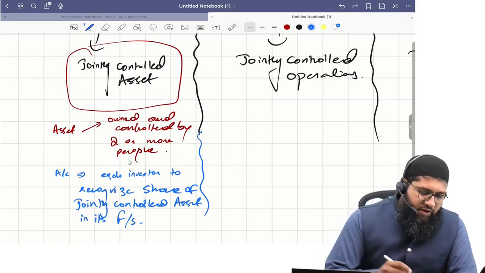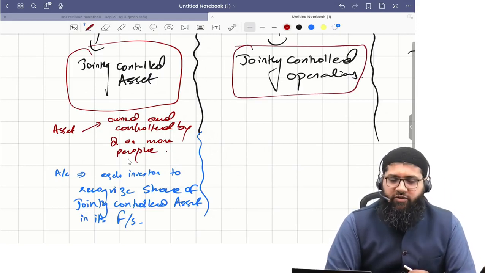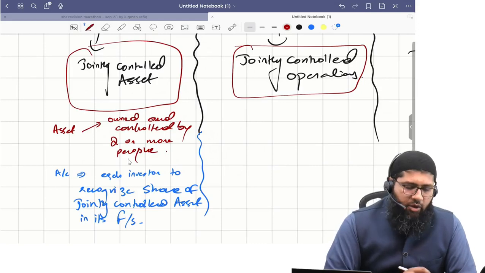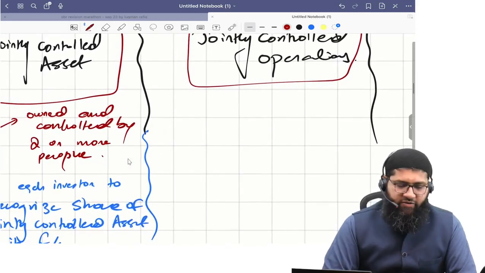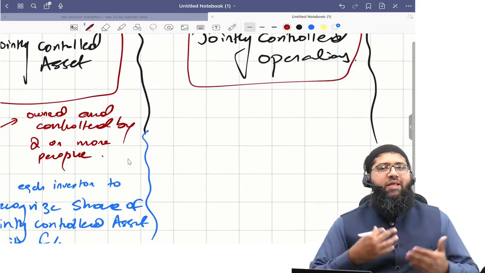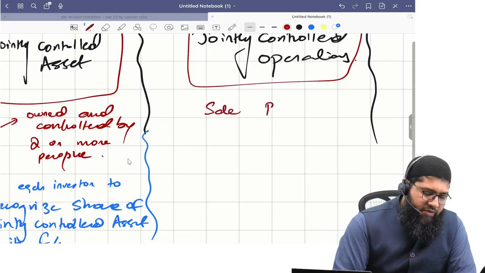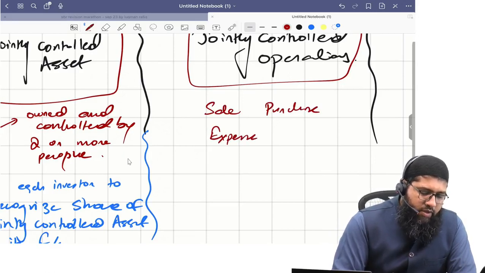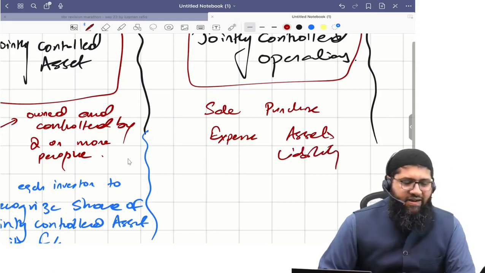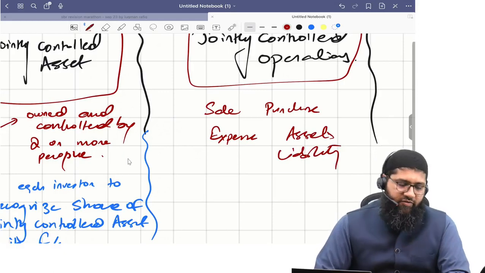Now the next one is jointly controlled operations. What is this jointly controlled operation? The concept is that operations means a proper business that's taking place. Sales are taking place, purchases are taking place, expenses are being incurred, assets are being purchased, liabilities are being incurred, etc. So proper operations are taking place. That's what operations is considered to be.